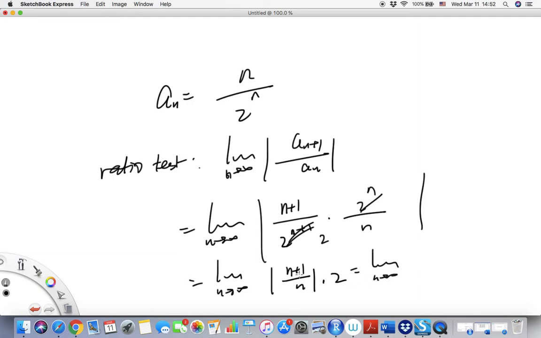Then you take the limit as n goes to infinity. You can divide both numerator and denominator by n. So we have 1 plus 1 over n over 1 times 2. And the limit should be 1 over 2, because the 2 is in the denominator. So that's 1 over 2, which is less than 1. So by the ratio test, this series is convergent.